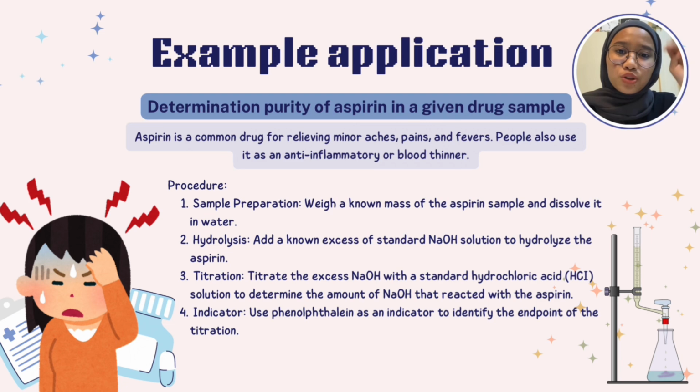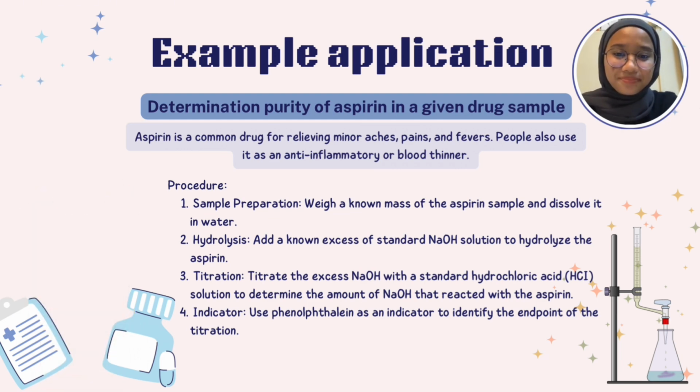So the first procedure for titration is sample preparation by weighing the sample and then dissolving it in water. Next is hydrolysis, and then you can start to titrate the excess NaOH with HCl. Lastly, use phenolphthalein as an indicator.